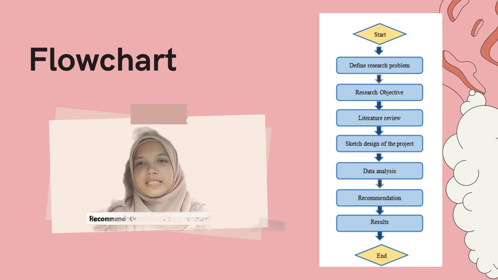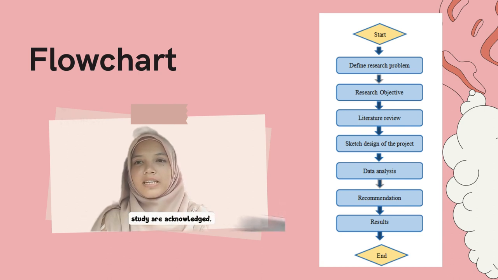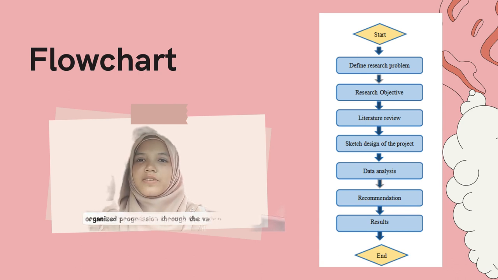Recommendations for future research or practical application are provided, and any limitations of the study are acknowledged. Finally, the project concludes with the submission of the final project. This structured approach ensures systematic and organized progression through the various stages of the research process, facilitating the successful completion of the volleyball training machine.